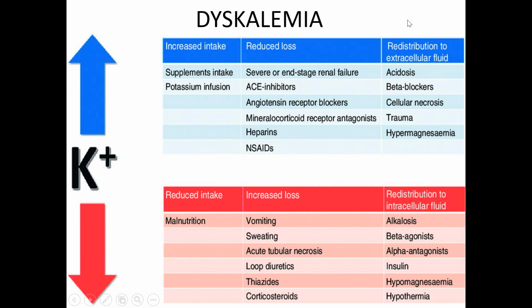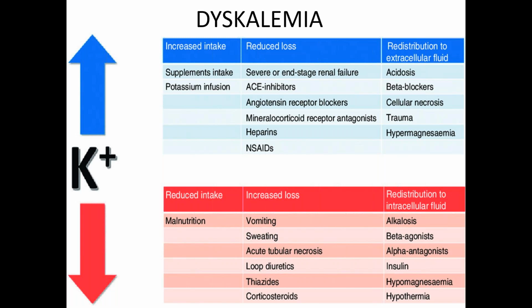Then anything which is driving the potassium out of the cells, like acidosis. There is also an interaction between magnesium and potassium through ROMK channels. Magnesium helps potassium to act. So in conditions like hypermagnesemia, it can result in manifestations of hyperkalemia.